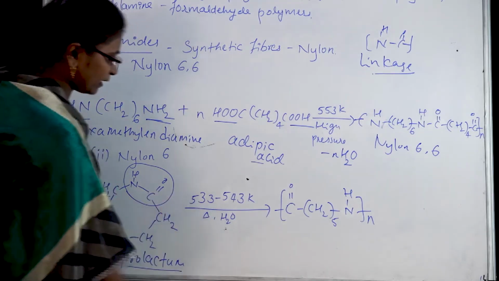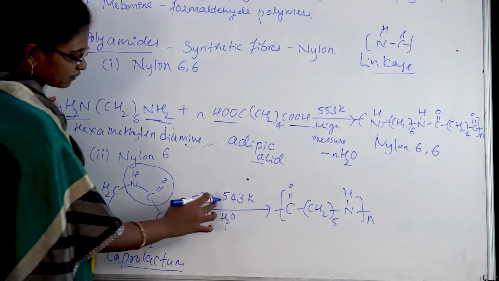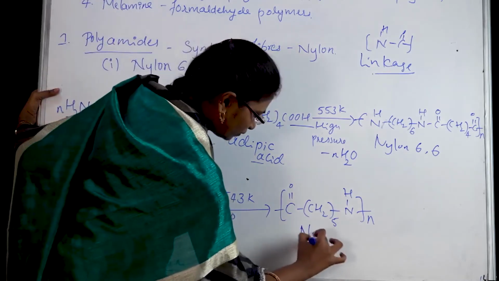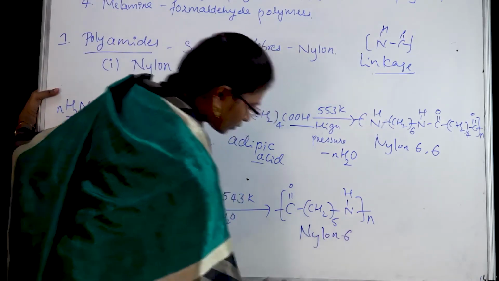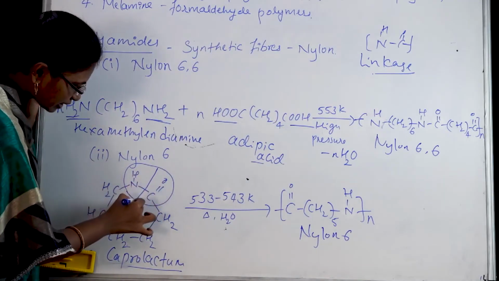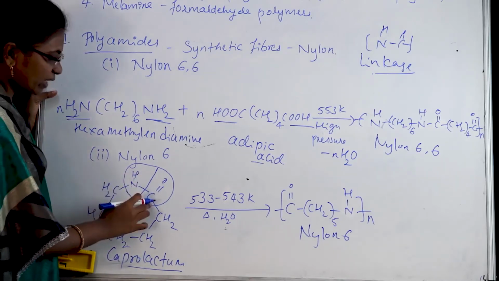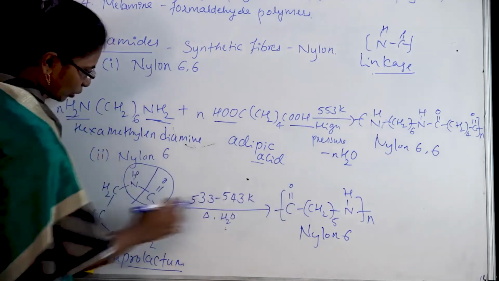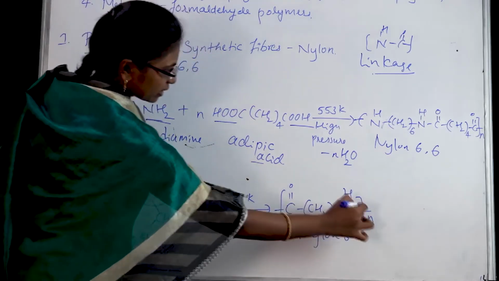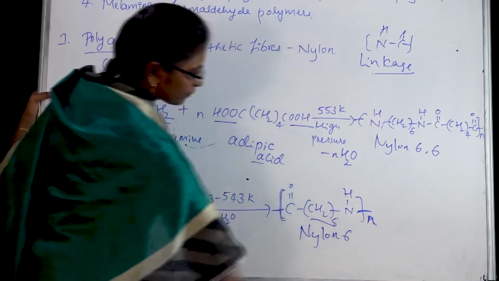We heat it with water at 533 to 543 Kelvin and we get nylon 6. Here the bond breaks between these 2 functional groups. So NH, C double bond O, 5 CH2 groups and NH, and it is closed with the polymer indication, that is n.